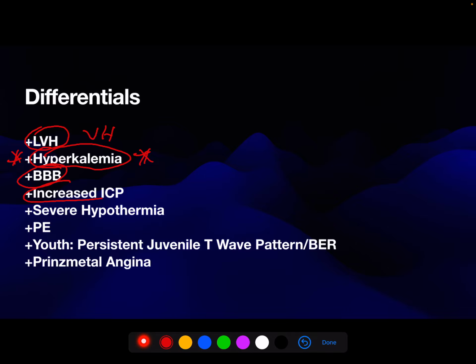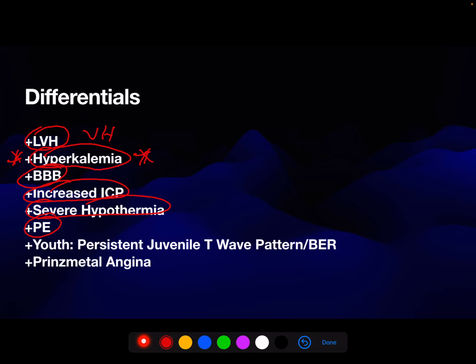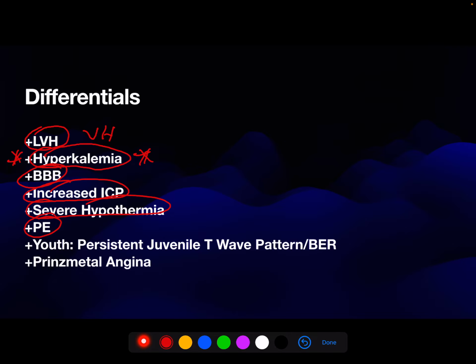Increased intracranial pressure can be associated with T wave changes as well. Severe hypothermia can also cause T wave changes. Then there are pulmonary emboli, particularly those that cause a lot of strain on the right side of the heart. You can get some characteristic ECG changes associated with PEs, and of course PEs can also present with chest pain, dyspnea, and so on.